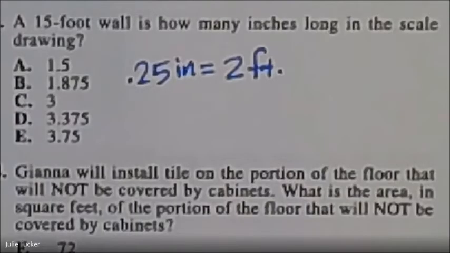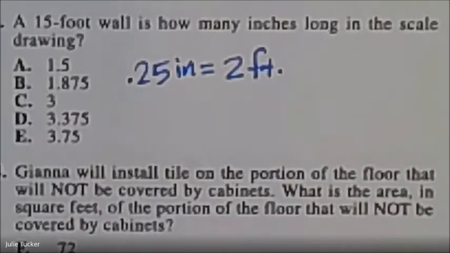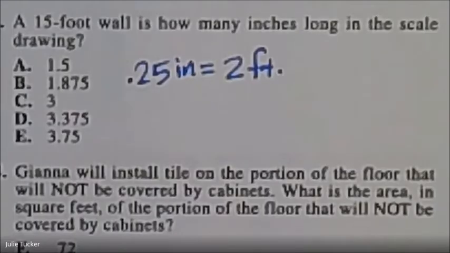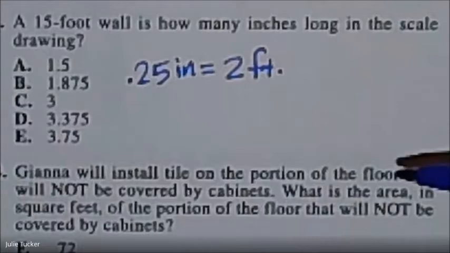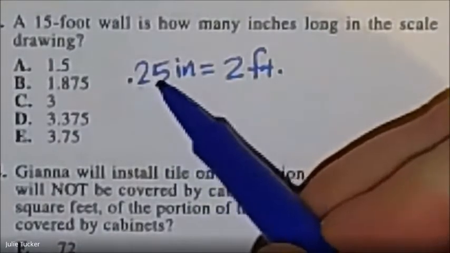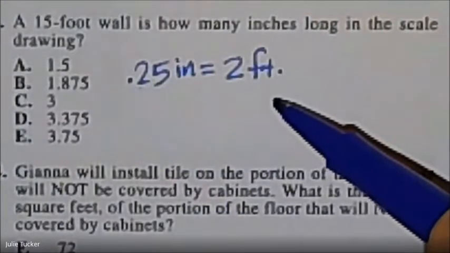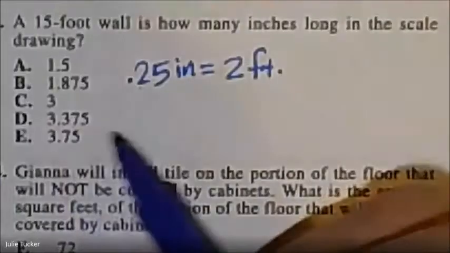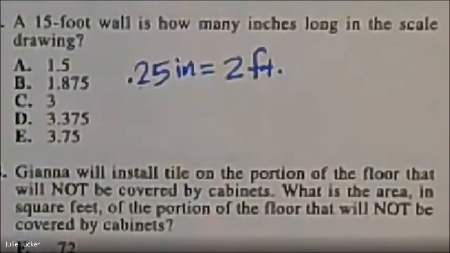0.25 times 2? No. 0.25 times the 15? Well, you can't exactly do that, because that's what you would do if it was 0.25 for every 1 foot. Oh. But it's not. It's 0.25 for every 2 feet. So you need to know how many times 2 feet fits into 15, don't you?